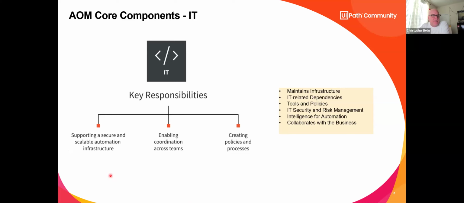IT's key responsibilities, I'm sure we can all figure out, can be supporting a secure and scalable automation infrastructure, enabling coordination across IT teams, and creating policies and processes. When you think about creating policies and processes, this is going to involve things like who promotes, who deploys, what do I need in an SDD? Do we need to customize an SDD? Who's going to manage the Git repositories? Where are the code repositories going to be stored?